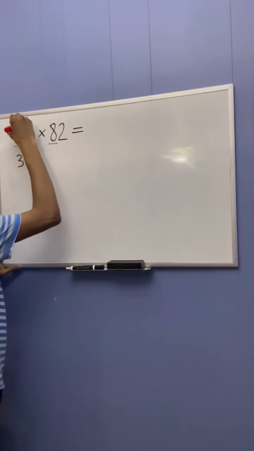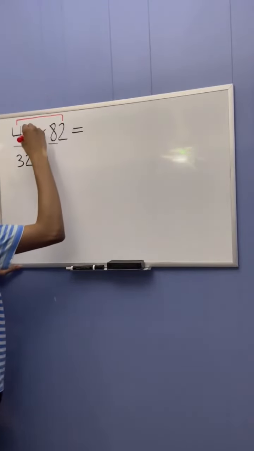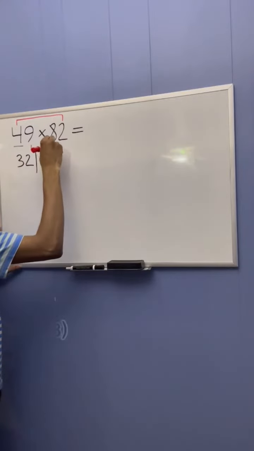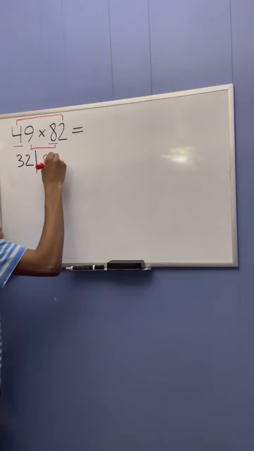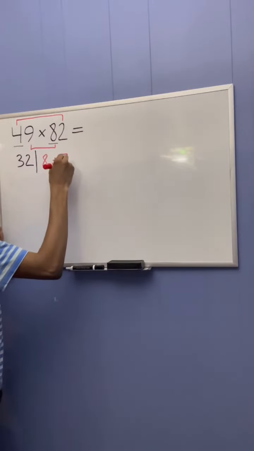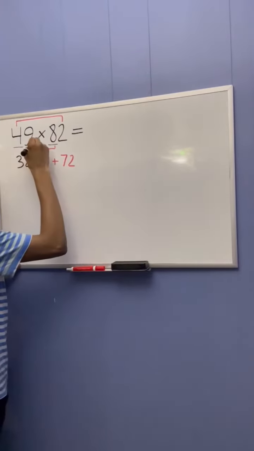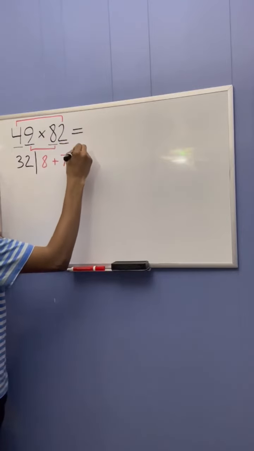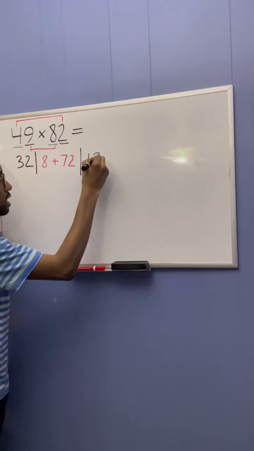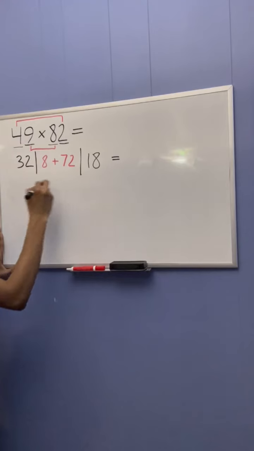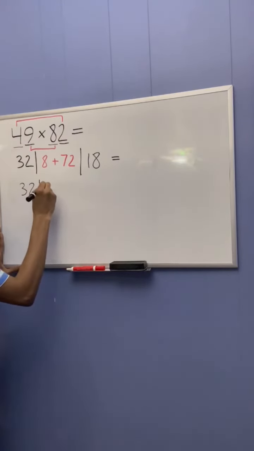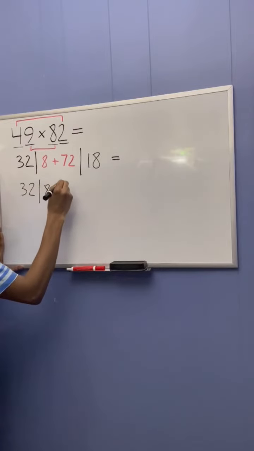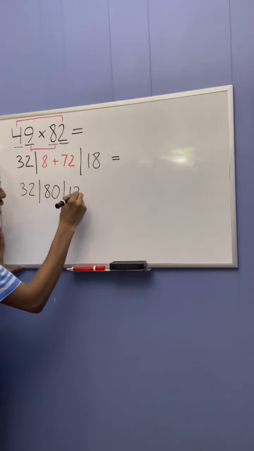Next, you want to find the sum of the products of 4 and 2 and 9 and 8. So 4 times 2 is 8, and 9 times 8 is 72. Now you multiply 9 by 2, and you get 18. This is going to be reduced to 32, line 80, line 18.